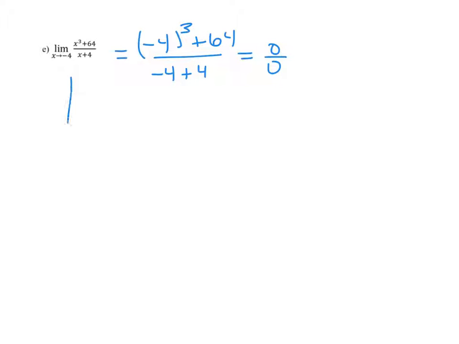Next question, again, use substitution always first. If you plug in negative 4 cubed, you get 0 over 0. Again, indeterminate, you got to do something else. So what I'm going to do is rewrite this thing, and I'm going to factor the numerator.